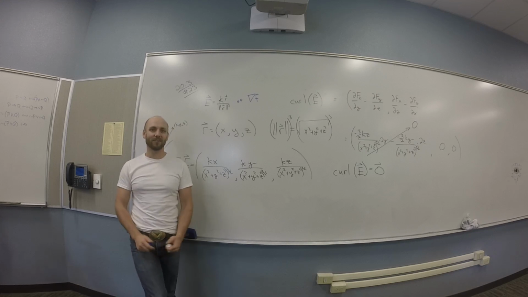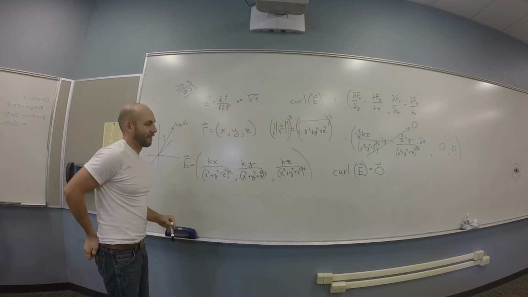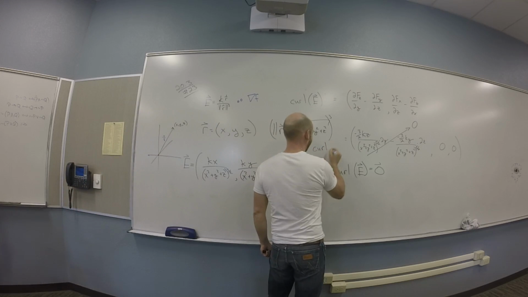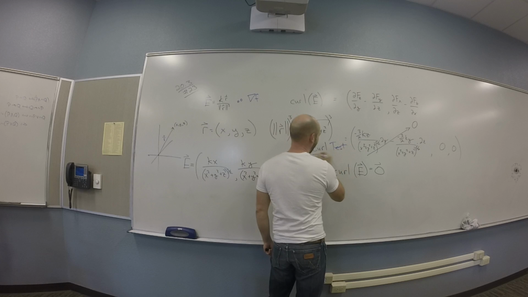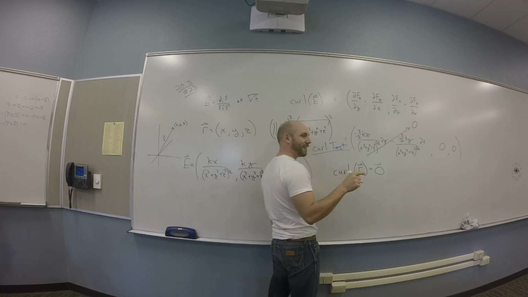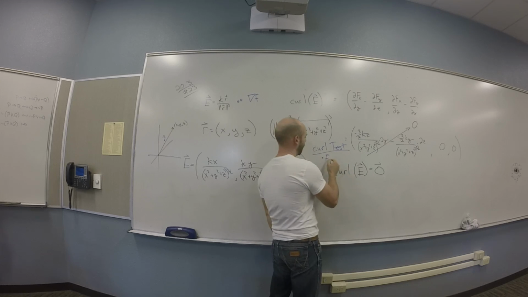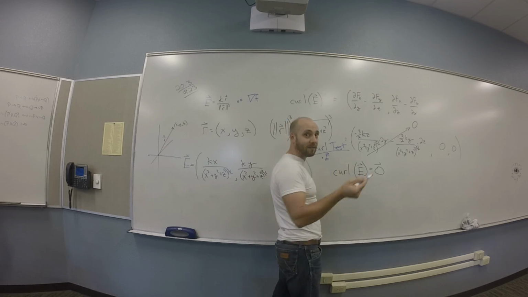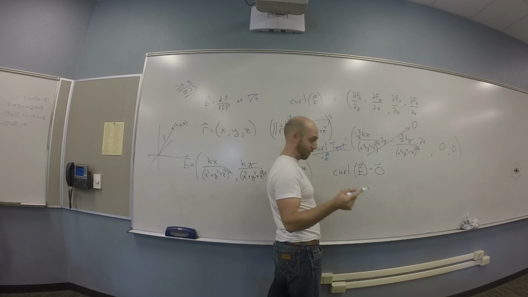What does the curl test actually say? If the curl of a smooth vector field equals the zero vector, then you get the gradient. The curl test needs three things, right? The field has to be smooth. Is E smooth? Yes, I think so, except maybe at the one problem at 0. But on its domain, is it smooth? Yes.